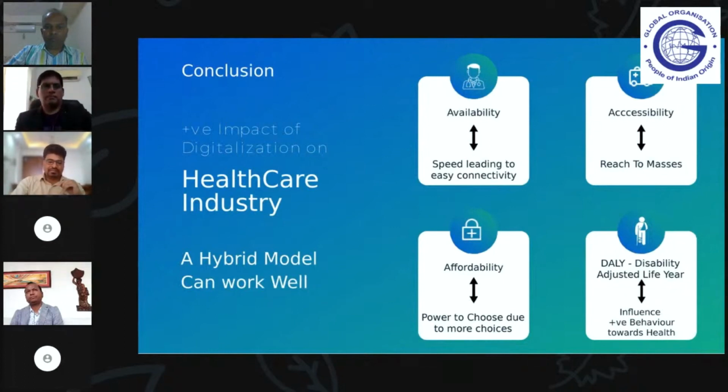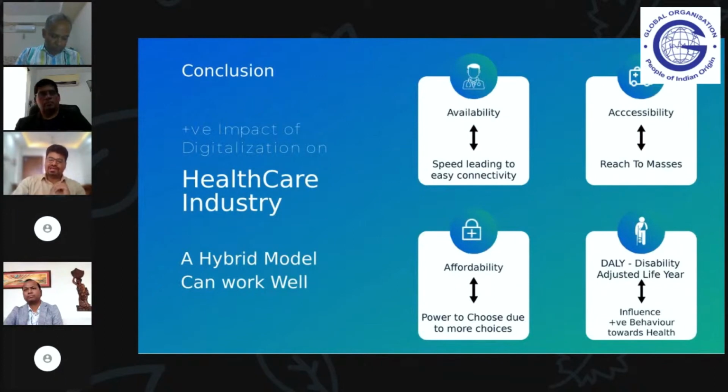Similarly, the affordability part. In the affordability part, again, it is going to give you a lot of options. It will give you options as per socio-economic factors, political factors, and geolocation factors. Considering all those things, there will always be an opportunity available for patients to reach the right doctor due to the immense availability of slots, right?